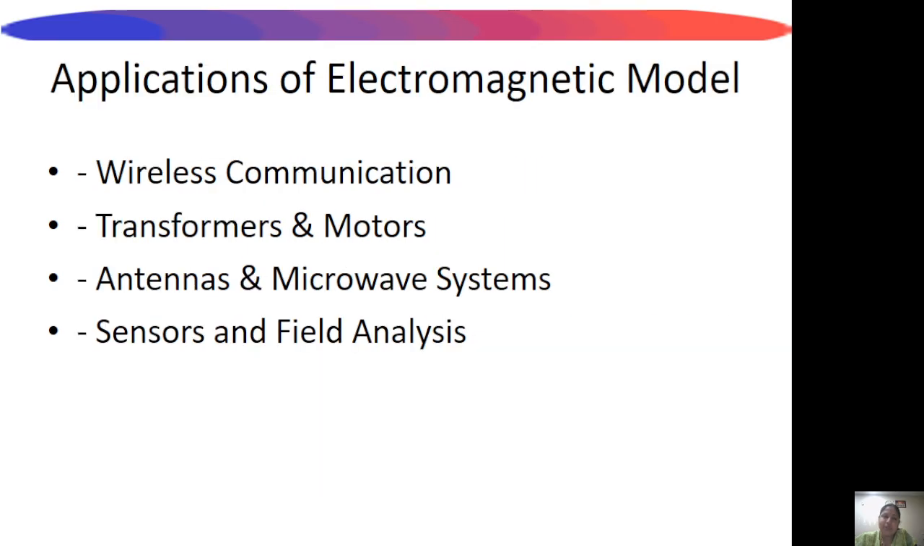Next, we see about the applications of the electromagnetic model. The electromagnetic model has wide applications in modern engineering systems. It plays a crucial role in wireless communication systems such as mobile phones and satellites. Transformers and electric motors operate based on electromagnetic principles. Antennas and microwave systems rely on electromagnetic wave propagation. Sensors use EMF concepts to detect physical parameters. Field analysis helps in designing high frequency circuits and transmission lines.